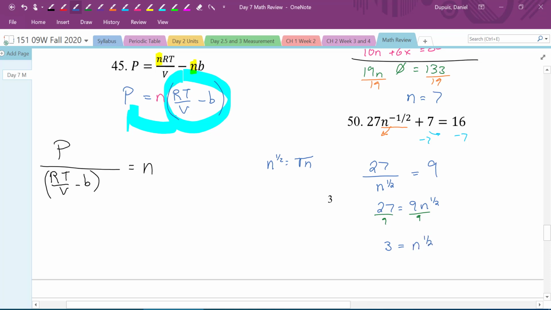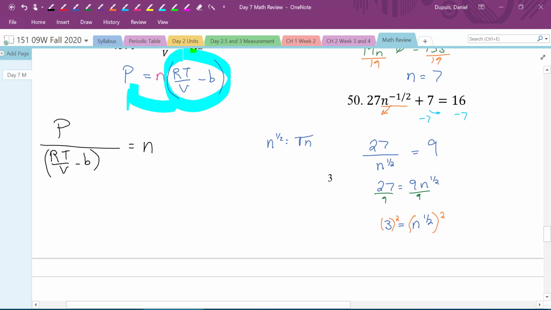Well, square both sides. Oh, undo. So 3 squared is 9 equals n. There we go. And that's 50. All right.